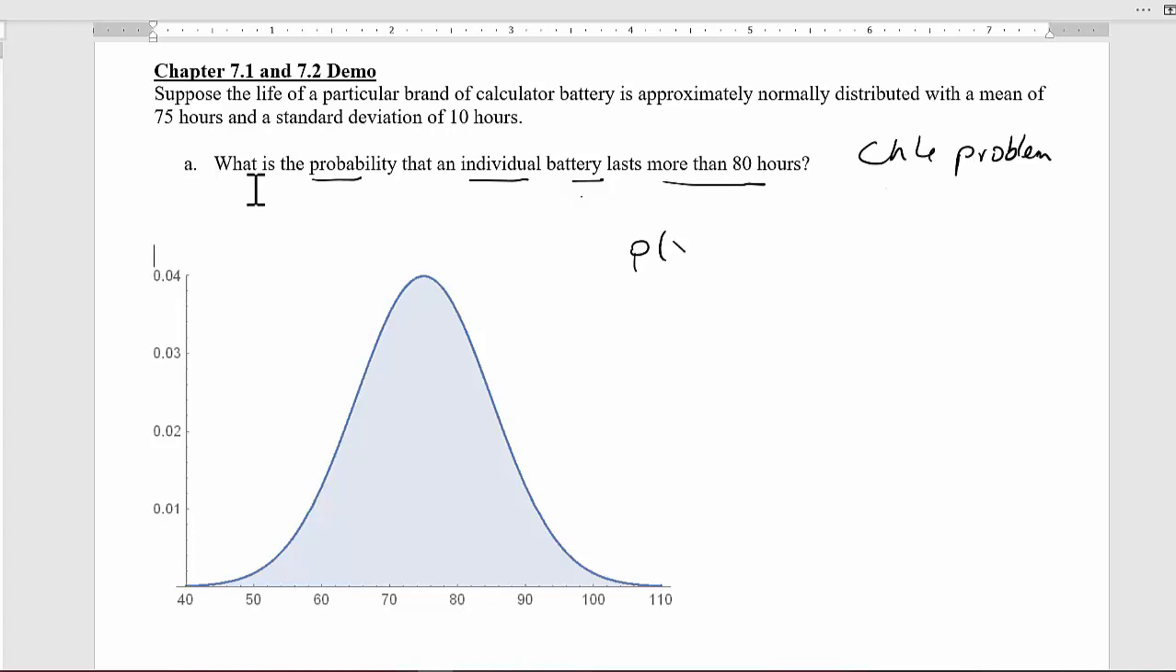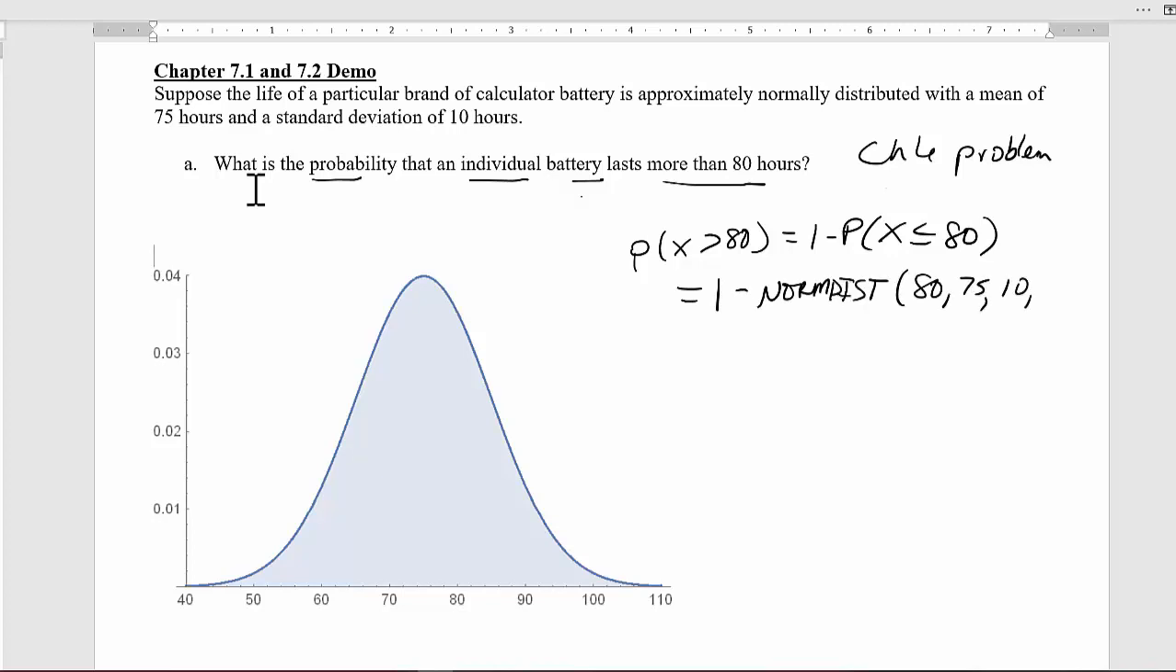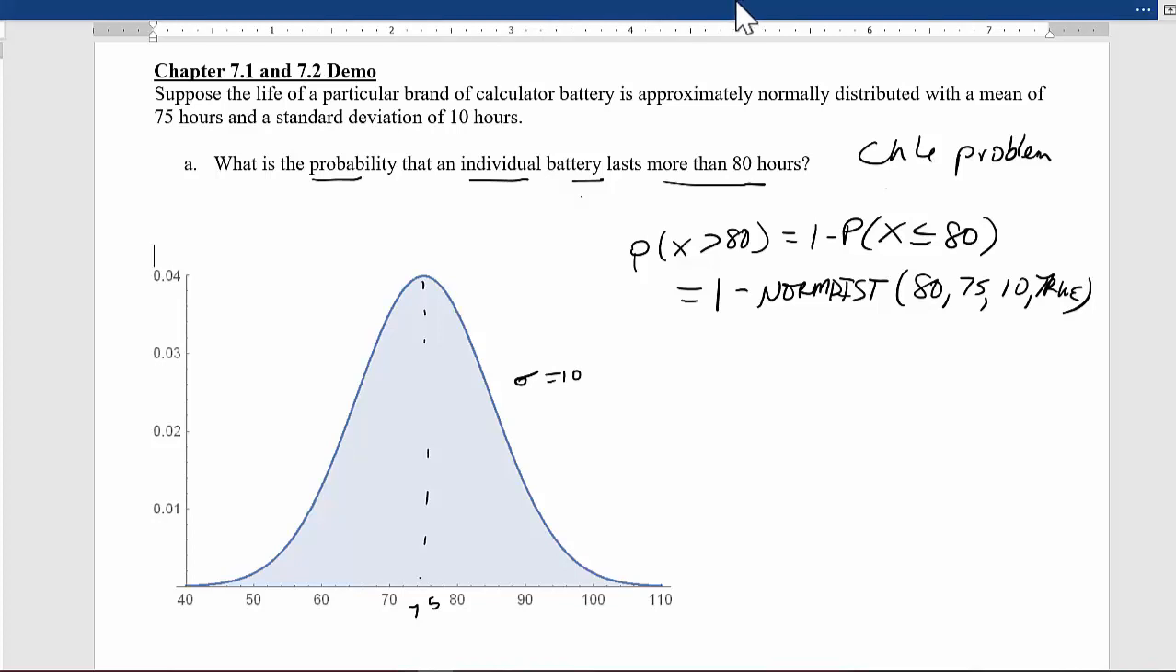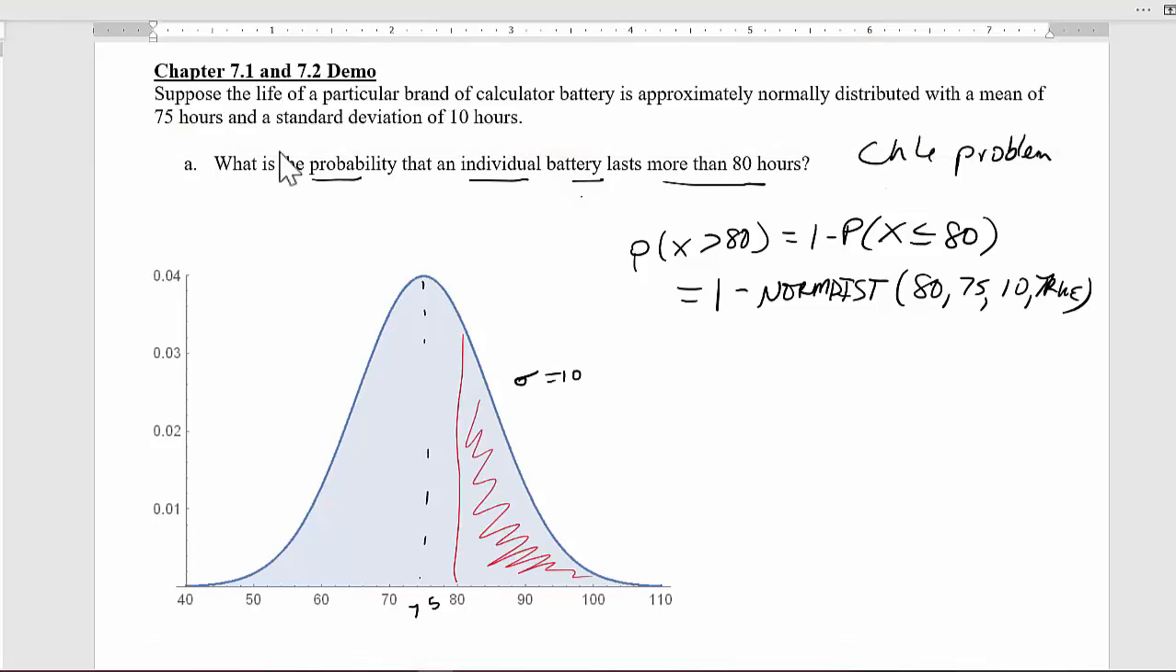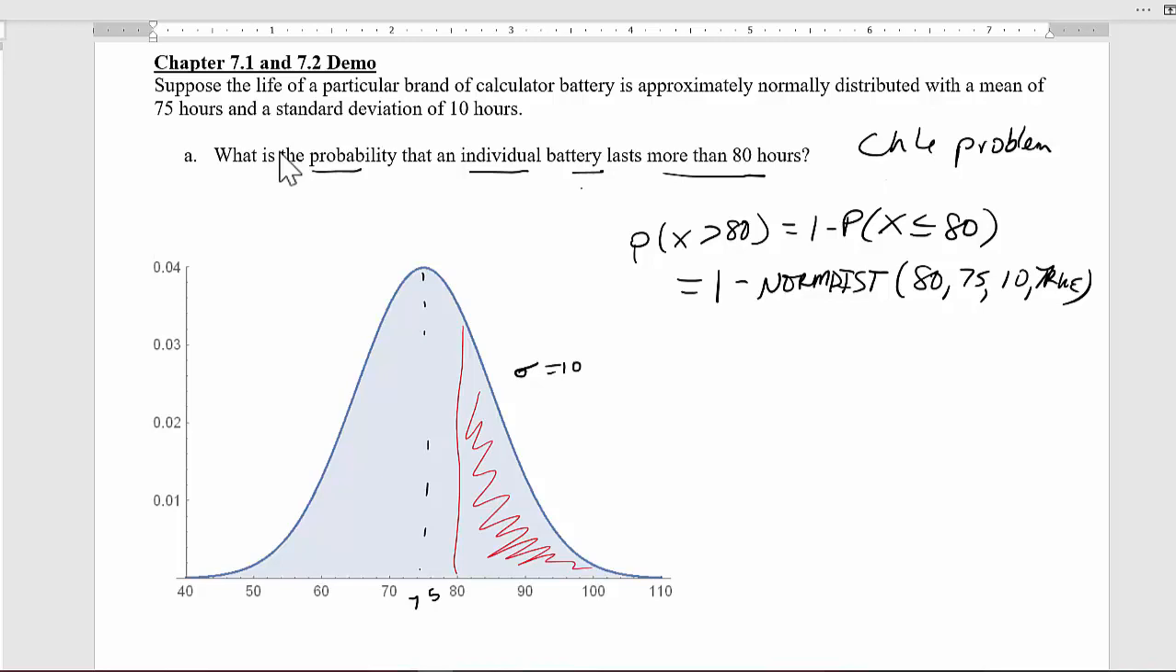The probability of x being greater than 80 is 1 minus the probability that x is less than or equal to 80. And so we would just do 1 minus norm dist of 80, 75, 10, true. So we'll look at this distribution. This distribution is centered at 75. It has a standard deviation of 10. We're trying to calculate the probability of greater than or equal to 80. As we're looking at that, we feel like that should be something somewhat less than 50%, and we can go over to Excel and make the calculation.